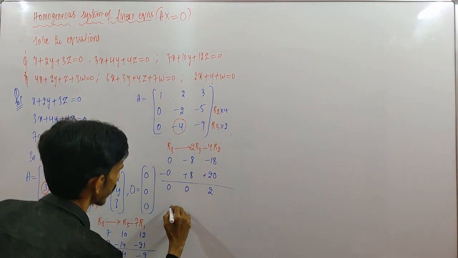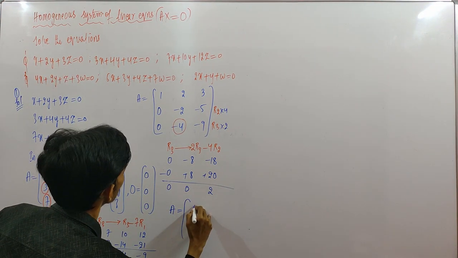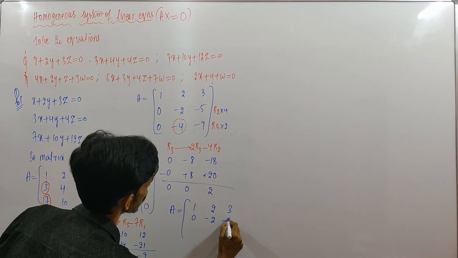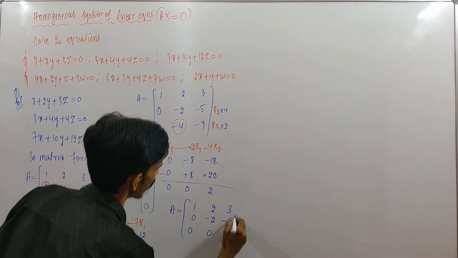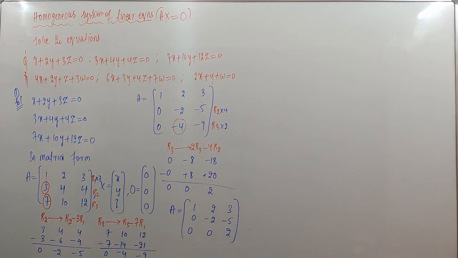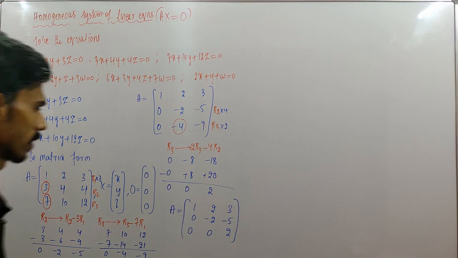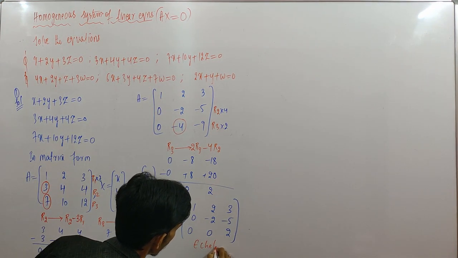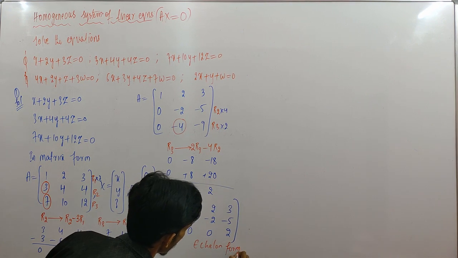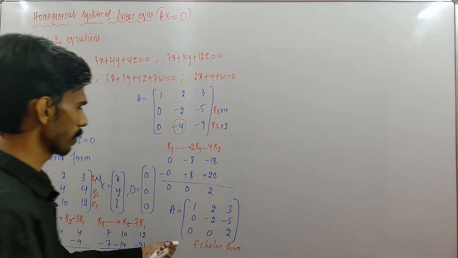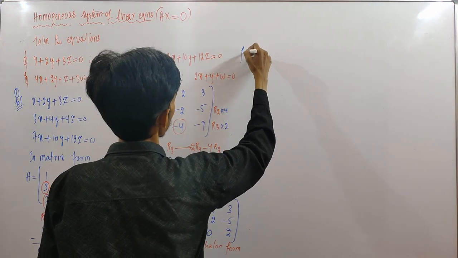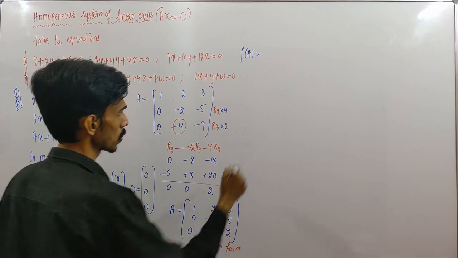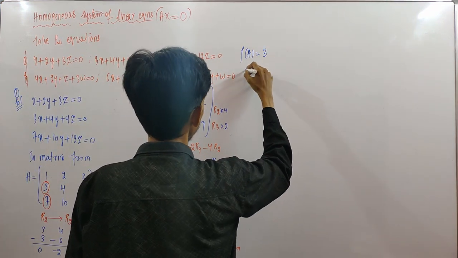Then this matrix A is 1, 2, 3, 0, -2, -5, and 0, 0, 2. Now this is converted into echelon form. From this we can conclude the rank of A. We have 3 non-zero rows, so the rank is 3.